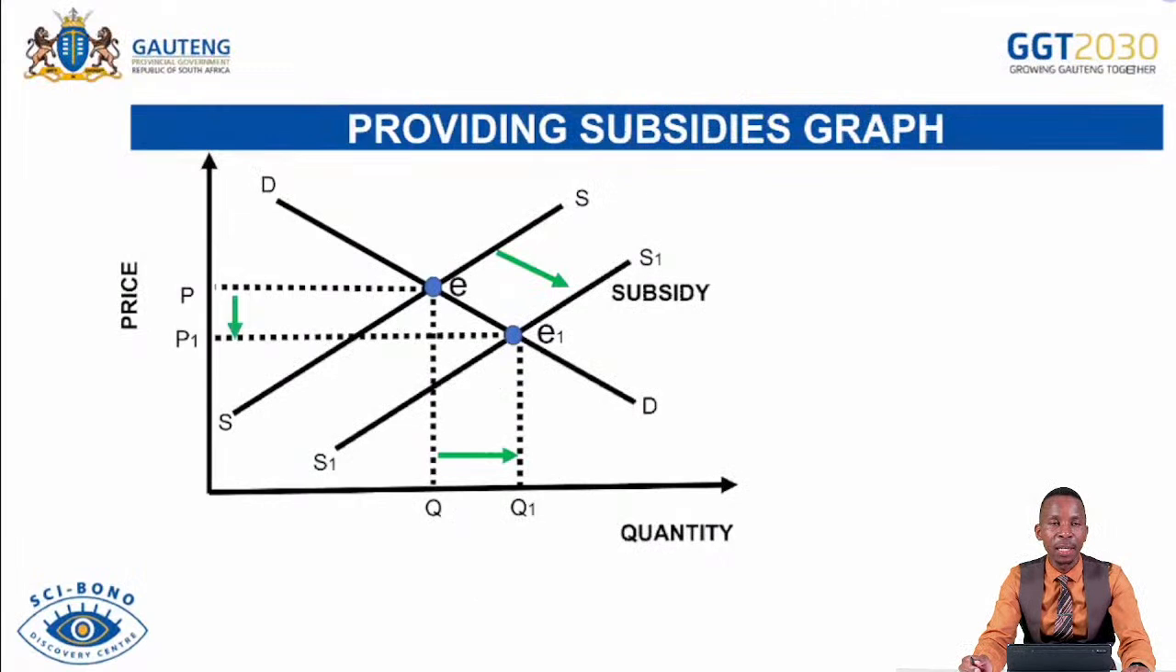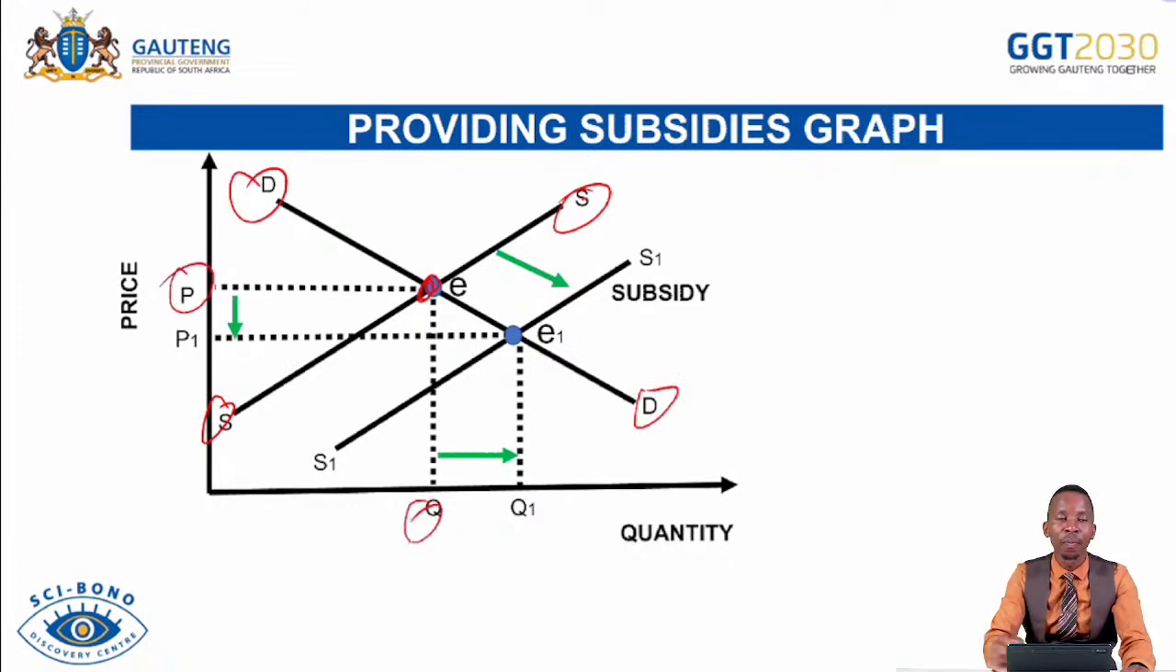This is the graph that depicts providing subsidies to firms. We can see the original points. That is our SS, which is the supply curve for the product, and this is DD, which is the demand curve for the product. So our price is P, our quantity is Q. The state intervened by providing the subsidy to this particular business. So this business will be able to produce more goods at a lower cost.